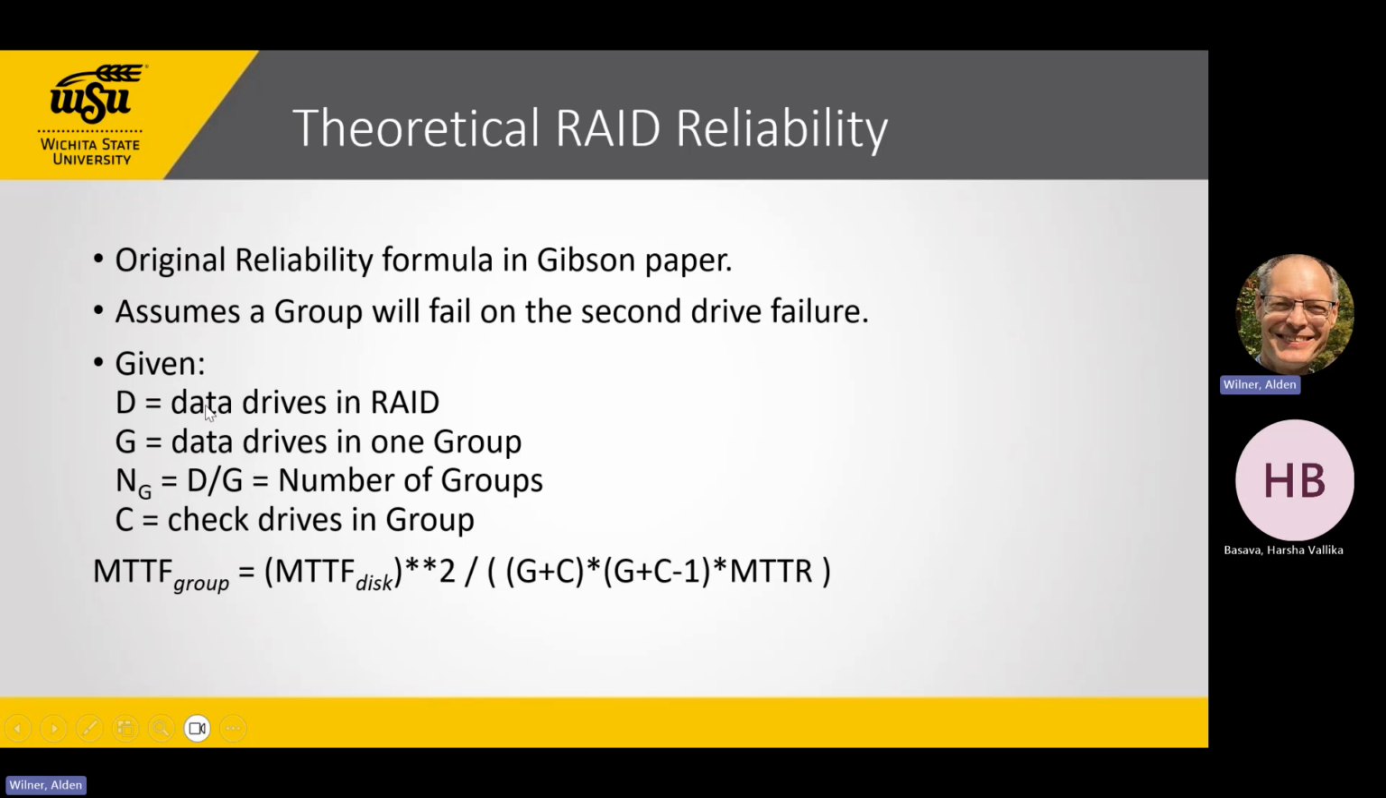So here's what we have for our formula. Given D data drives, the RAID itself is divided into groups. Each group is a parity group, so that has drives in it that are protected by parity. And then there could be another group that's disjoint drives protected by a different parity. So we have D total drives, G drives per group. Therefore, the number of groups is total drives divided by G. Each group has a number of check drives. In this case, it's going to be 1.